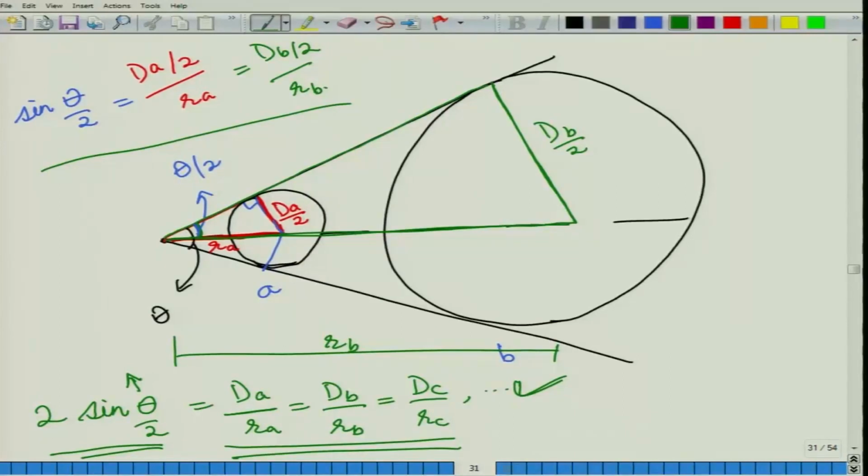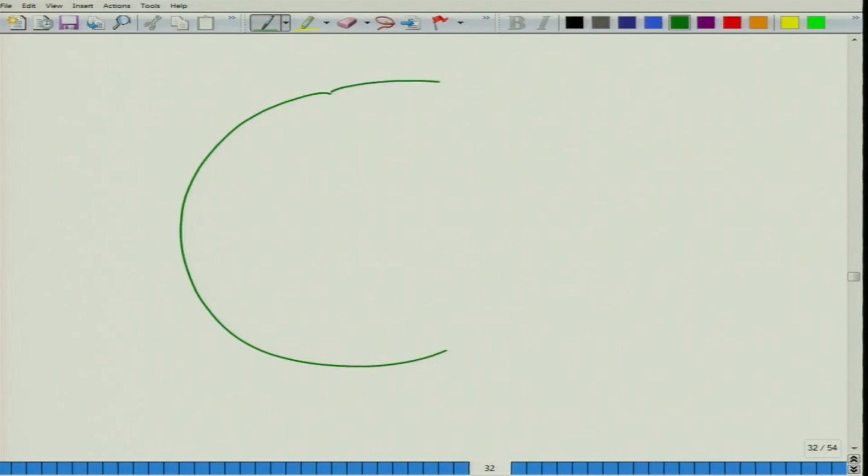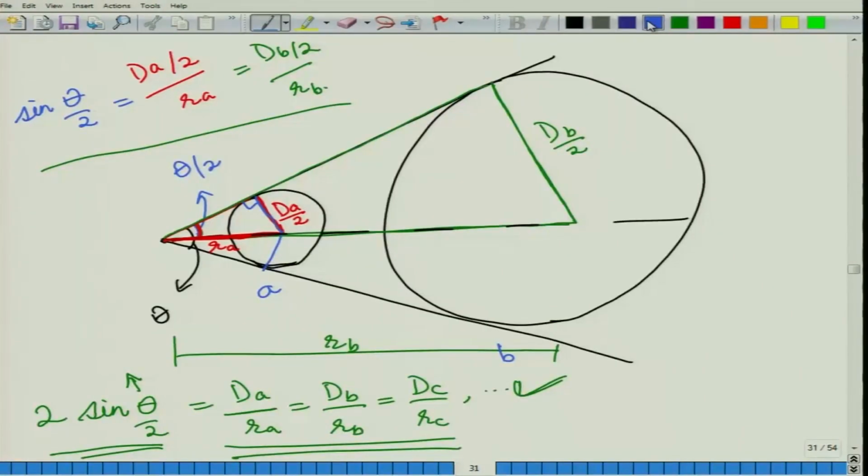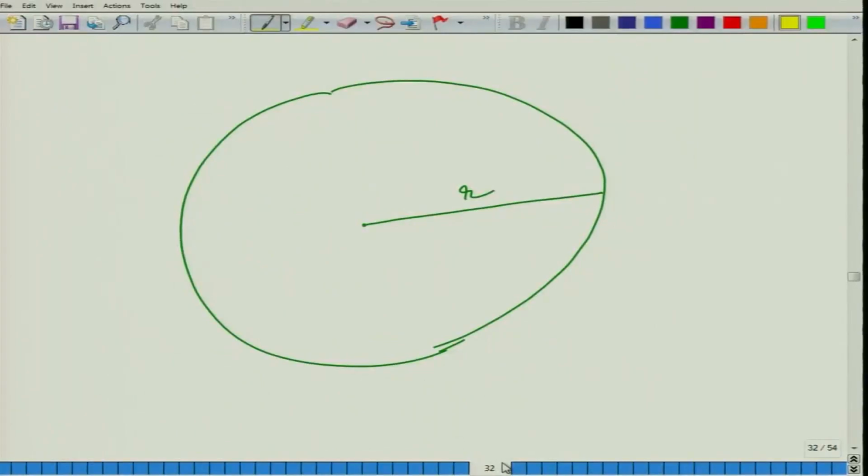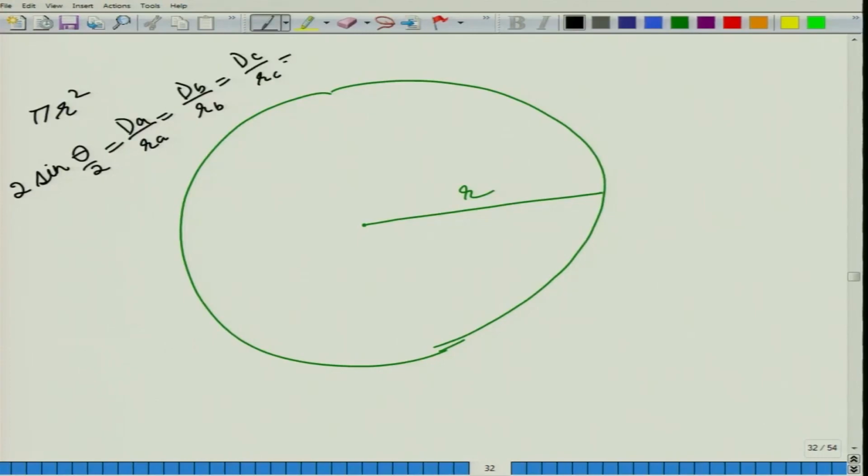So, now let us consider a plot of radius r. So, here we have a plot of radius r, where r is your distance from your point of observation to any tree. So, now if we fix an r, then we will have some trees that subtend an angle which is equal to the critical angle or is greater than the critical angle, and only those trees will be counted. So, in this area of pi r square, we have the ratio of twice sine theta by 2 is dA by RA is equal to dB by RB is equal to dC by RC and so on.